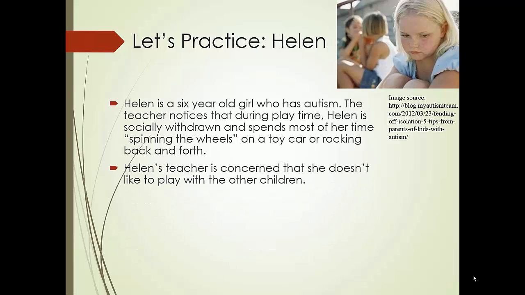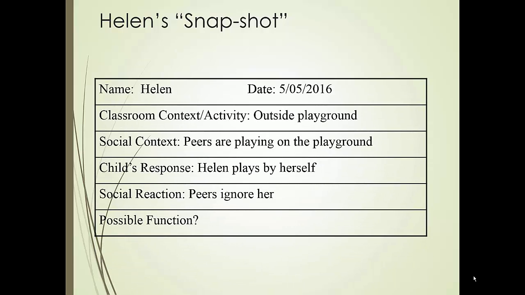Helen's teacher is concerned. Remember I said right back at the beginning, thinking about adult concern as a key trigger for a process of evaluation, this FBA process, and then later intervention. So a process for action, essentially by a professional. Helen's teacher is concerned here. So let's look at Helen's snapshot of what Helen's teacher did.